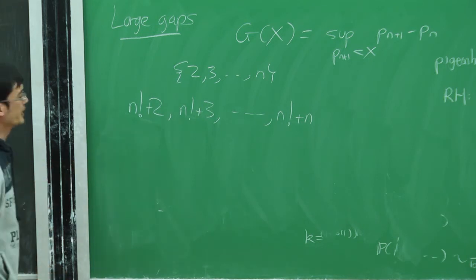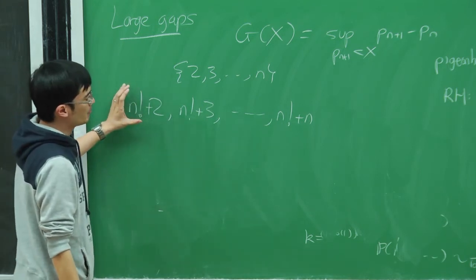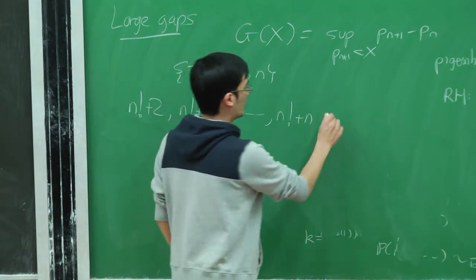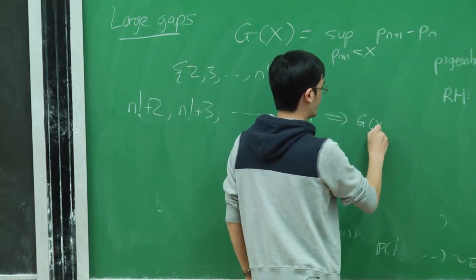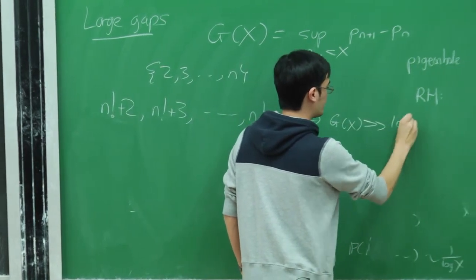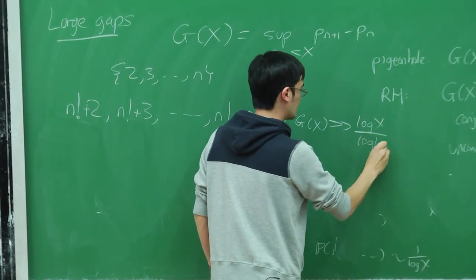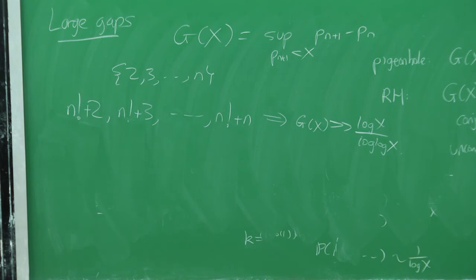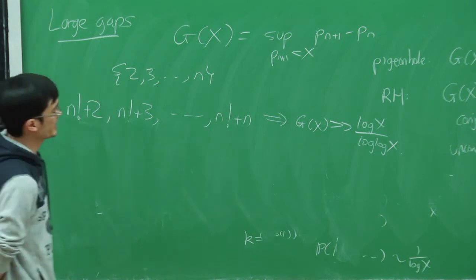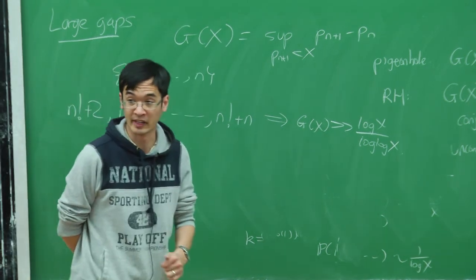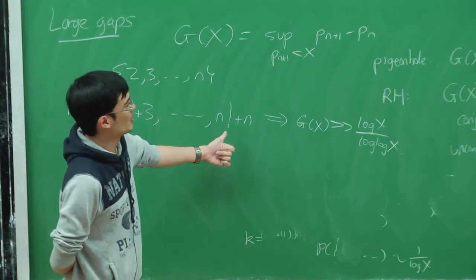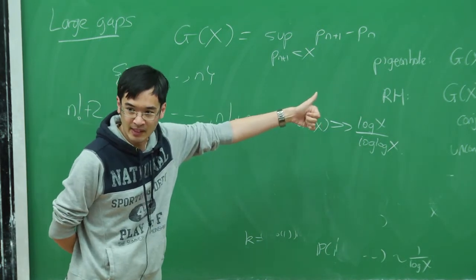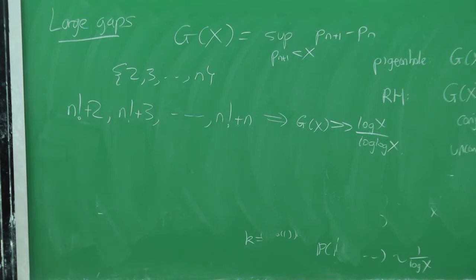And so these are all composite. And so if you plug this into Stirling's formula, what this gives you, with a little short Stirling's formula computation, is that the gap between primes up to size x is at least log x over log log x. So that's not so great, because that's even worse than the trivial bound. But you can do better.